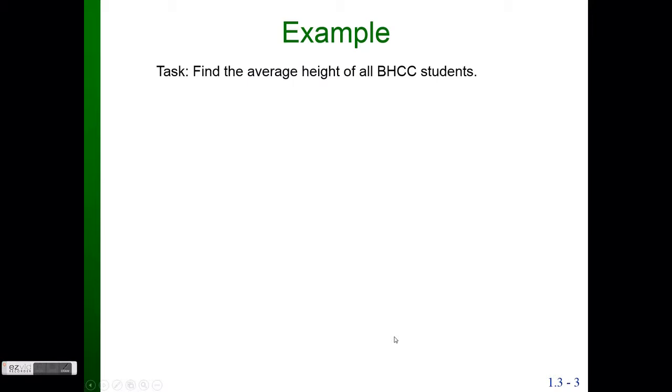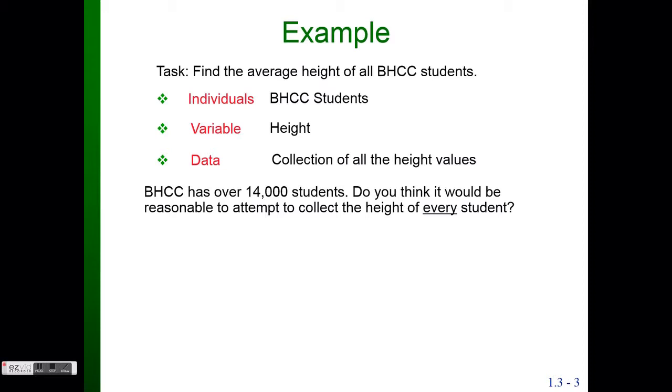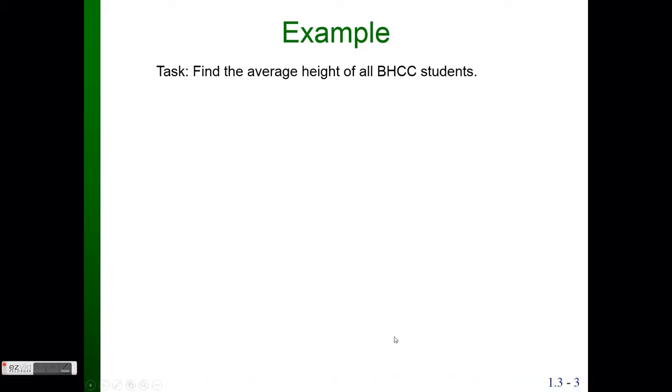So let's start with an example. Let's say I want to figure out what is the average height of all Bunker Hill students. Well, the individuals in that study would be the students. That's who I'm going to collect the information from. And the information I'm collecting would be height, so that's my variable. So now once I have collected all those height values, I would consider that my data. The problem is that Bunker Hill has over 14,000 students. So do you think I'm going to be able to collect the height of all 14,000 students?